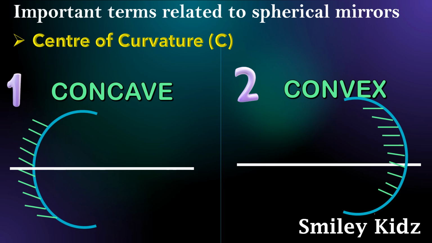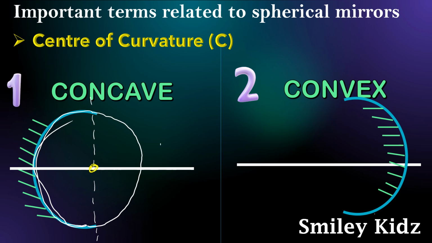Now let's understand important terms related to spherical mirrors. First we have the center of curvature. Center of curvature is the center of the hollow sphere from which we have extracted the mirror. The mirror is extracted from a sphere like this, and since we cut the sphere and obtained this particular mirror, the center of this sphere is known as the center of curvature, and the mirror is a part of this sphere.